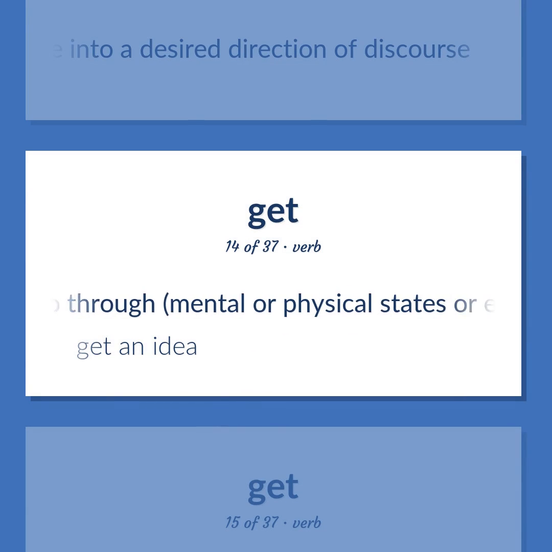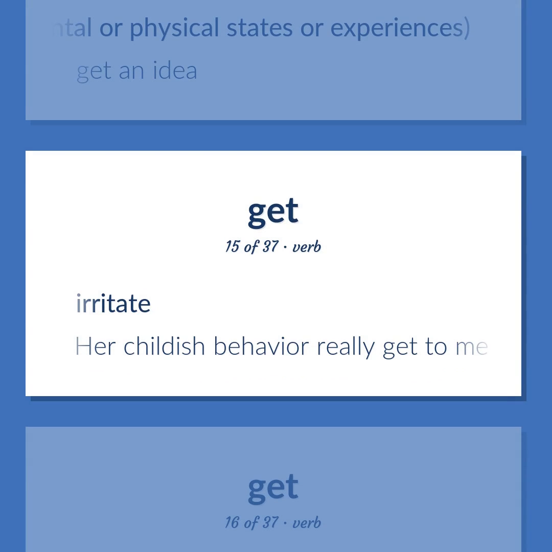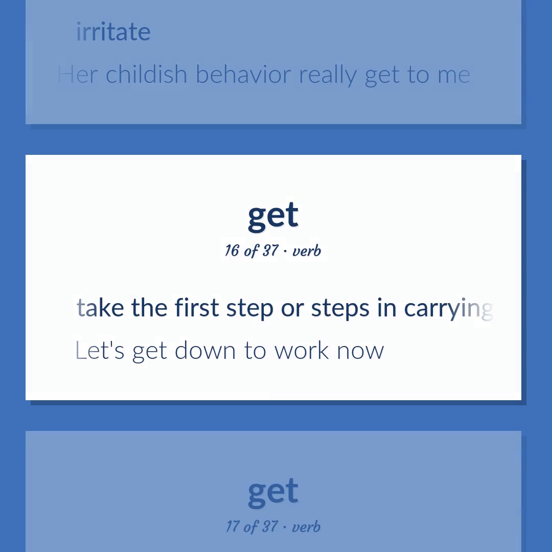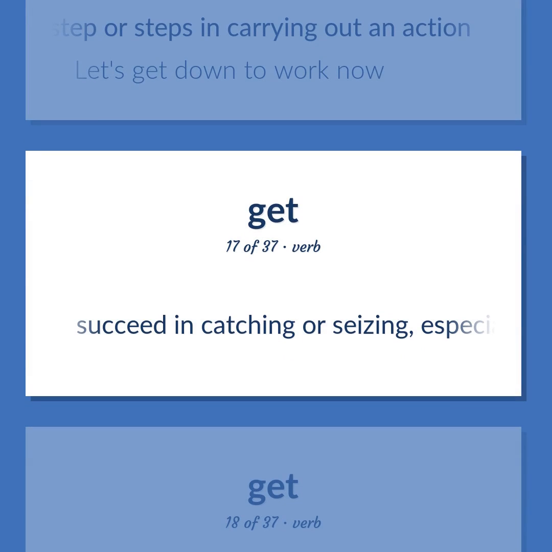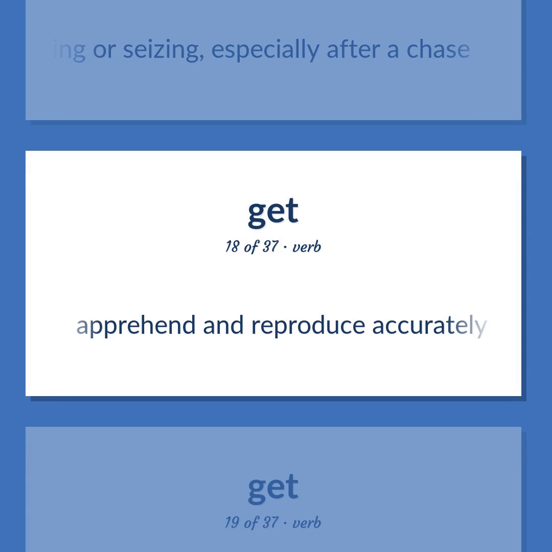Go through mental or physical states or experiences. Get an idea. Irritate. Her childish behavior really gets to me. Take the first step or steps in carrying out an action. Let's get down to work now. Succeed in catching or seizing, especially after a chase. Apprehend and reproduce accurately.